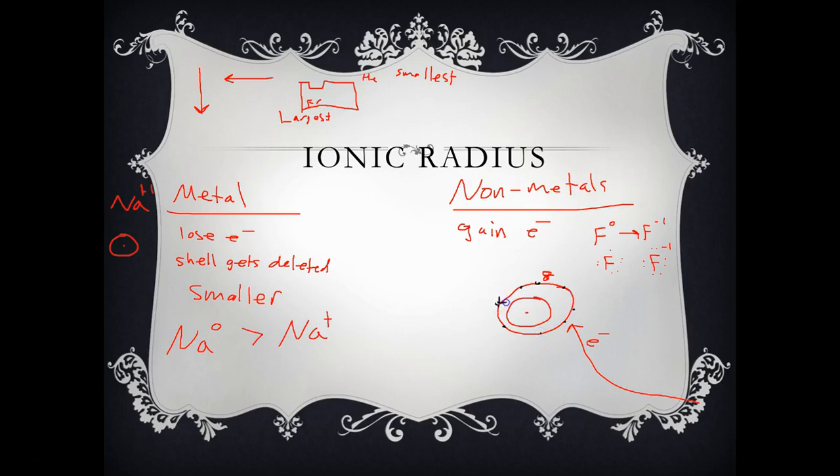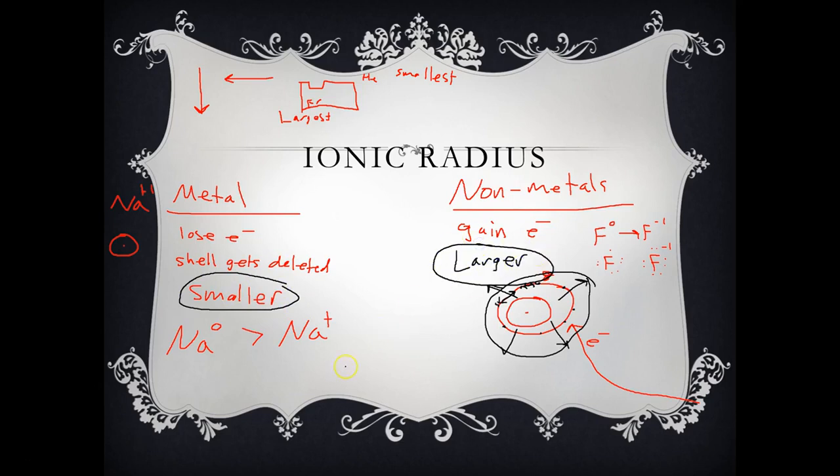This guy is going to push away from this guy. This guy is going to push away from this guy. They're all going to repel, and that's going to blow this shell up. This shell is going to get a little bit bigger. And so as nonmetals gain electrons and become ions, they're going to become larger. So nonmetals get larger. Metals get smaller. Nonmetals get larger.